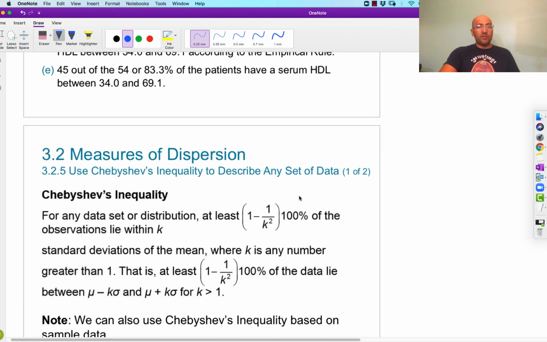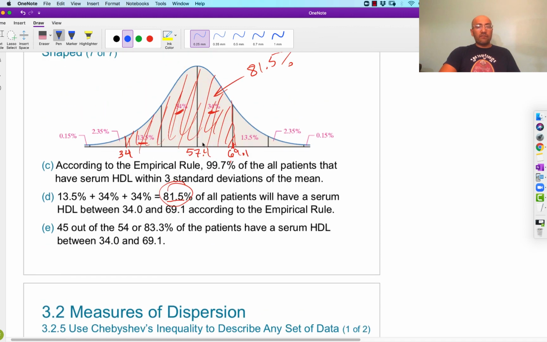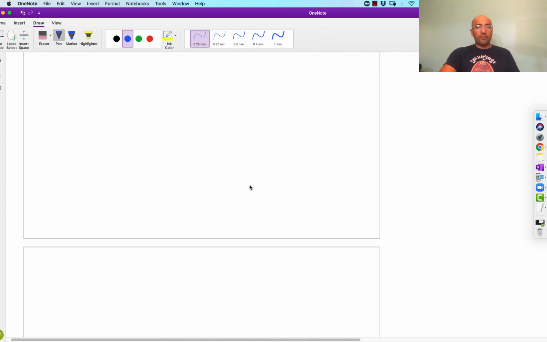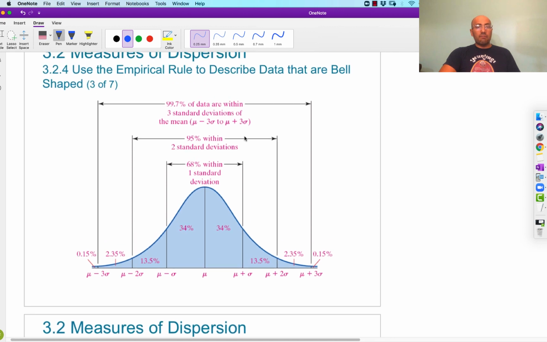Last concept in this section, and that's Chebyshev's inequality. Chebyshev's is very similar to the empirical rule, except the empirical rule only applies to distributions that are approximately bell-shaped. If it's approximately bell-shaped, then we get these kinds of results. I've made it all messy here, so let's go back up. This is the empirical rule, and it only applies if the distributions are approximately bell-shaped. But what if they're not bell-shaped? Lots of distributions are not bell-shaped.